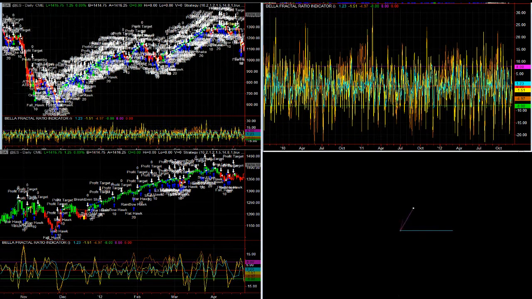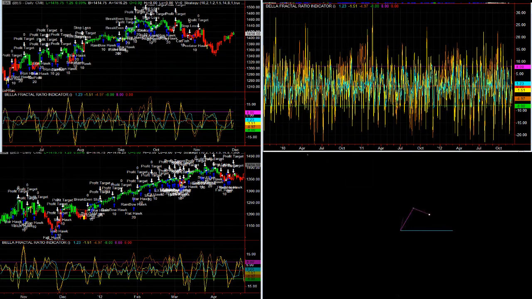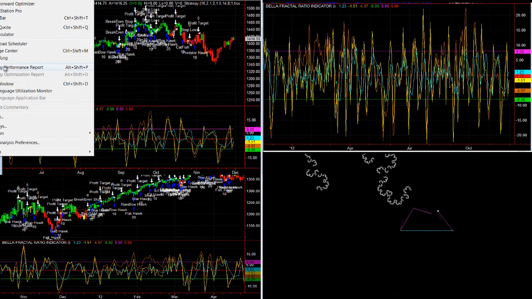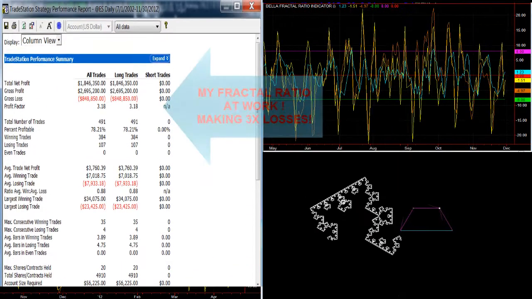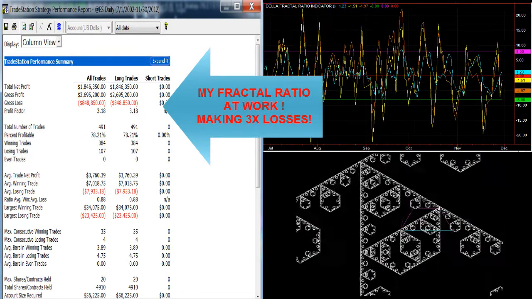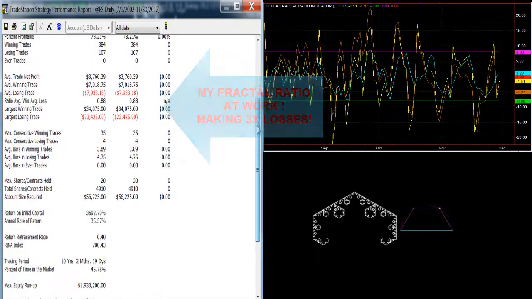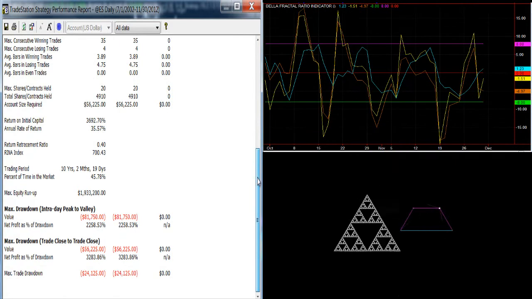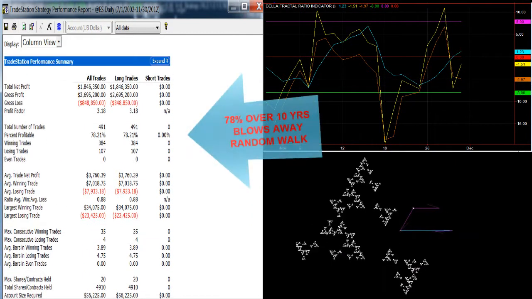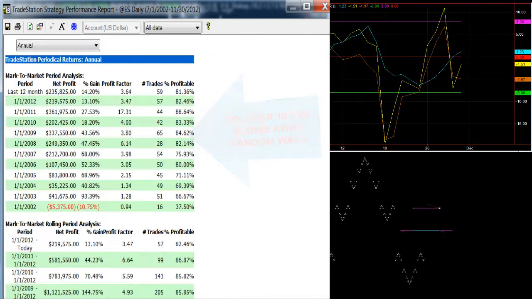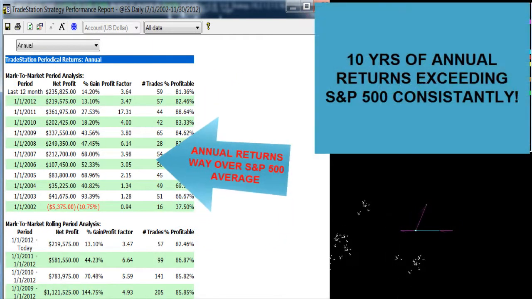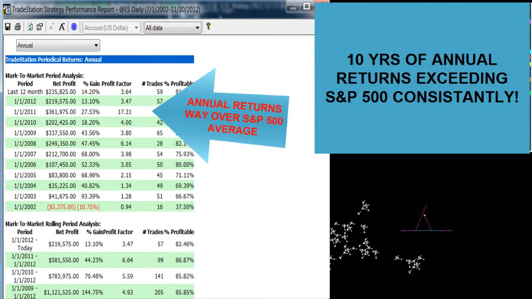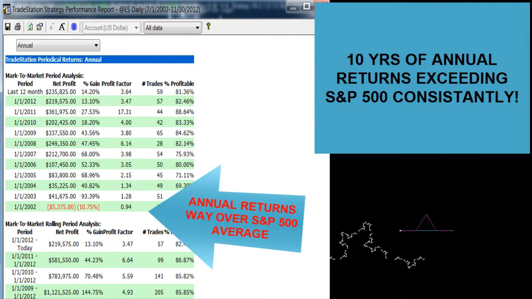Looking at the charts to the left of the screen, I can expand them so you can see the individual trades. On the performance report, it shows I made a profit of 3 times my losses and a 78% win rate over 10 years. That goes beyond the random walk in the S&P 500 futures consistently. If we expand the performance report, you can see year by year how the S&P 500 returns from 2002 did not outperform the Bellow fractal ratio indicator.